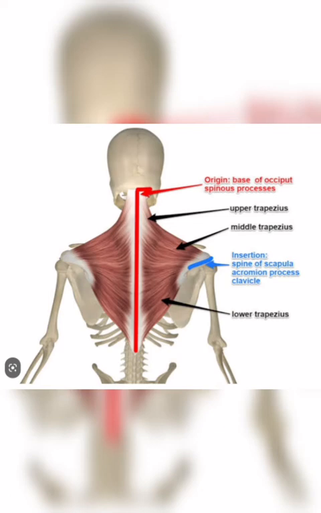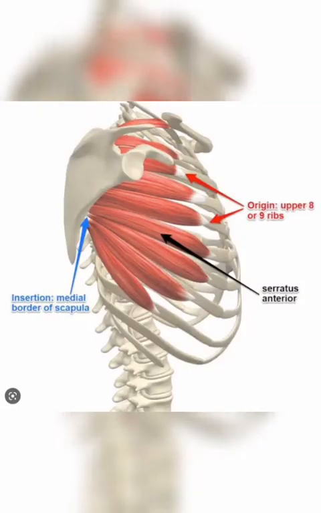And see its functions. The function of the trapezius is to stabilize and move the scapula. It is a bulk muscle that extends. Move on to the next muscle, serratus anterior. Its origin is the upper eighth or ninth rib, and insertion is the medial border of the scapula. We discussed the borders of the scapula in the last slides.